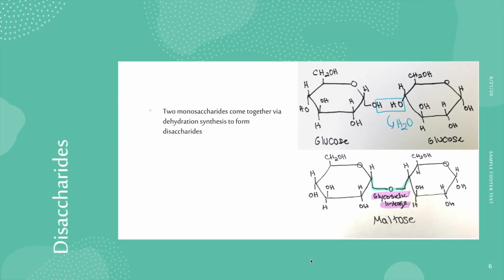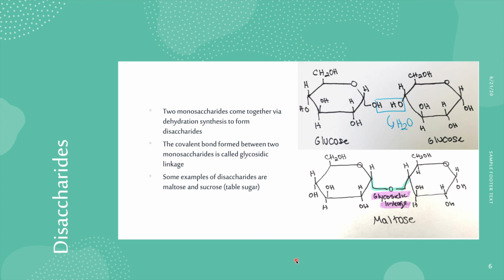Two monosaccharides come together via dehydration synthesis to form disaccharides. The covalent bond formed between two monosaccharides is called glycosidic linkage. Some examples of disaccharides are maltose, which is made up of glucose, and sucrose, made up of glucose and fructose. As you can see, when maltose forms, two glucose molecules undergo a dehydration synthesis, where one glucose molecule loses a hydrogen from the hydroxyl group, and the other glucose molecule loses a hydroxyl group to form water. The covalent bond that forms is called glycosidic linkage.